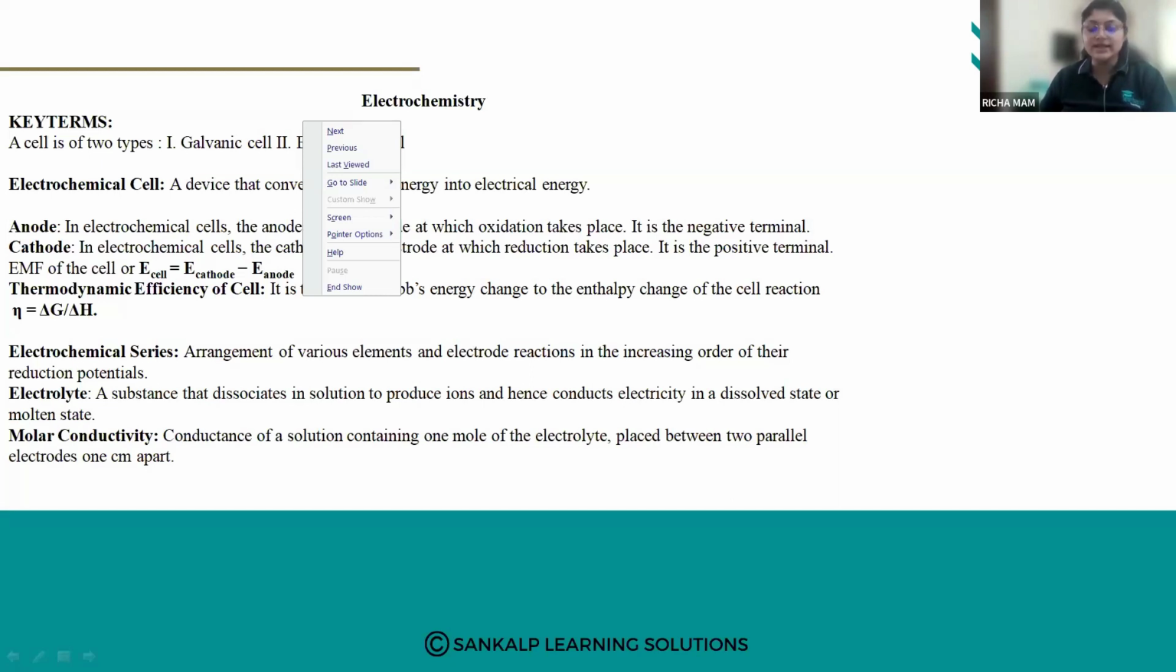Then, on passing electricity in metallic conductance, there is no chemical change. But in electrolytic conductance, when you pass electricity, the electrolytes will undergo chemical decomposition. Suppose NaCl: if I take NaCl and add it in water, it will dissociate into Na plus and Cl minus ions.